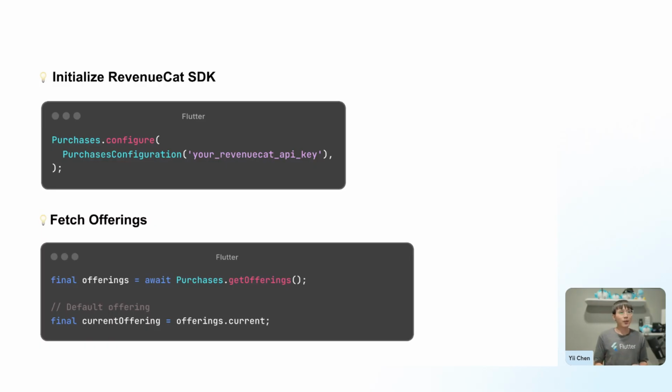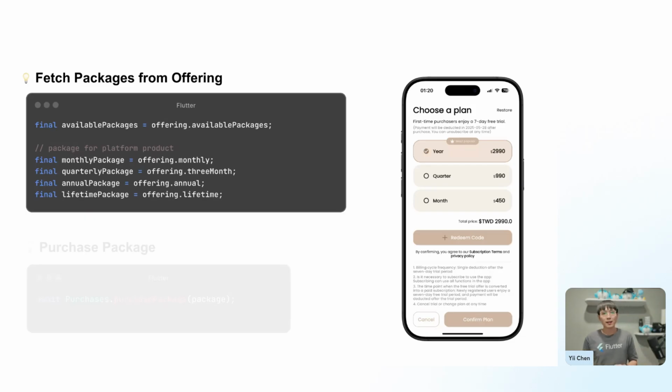Then call getOfferings to fetch the available offerings. Typically, you will present this in your subscription UI. If you only have one offering, you can just call current to get the default set. The next step is to access its available packages. Each package maps to a product ID on Apple or Google, like monthly Pro, annual Pro. These are the actual items your user will subscribe to. You can now display them in your UI however you like: cards, price tiles, or your own custom layout.